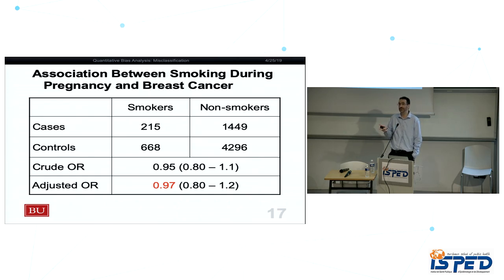Why? What's your concern? Specifically, though, what? Are you worried that women are telling you they're smokers when they aren't? No, you're worried that women who are smokers are going to tell you that they aren't, right? We have a sensitivity problem. We don't have a specificity problem. We don't have over-reporting. We have under-reporting.